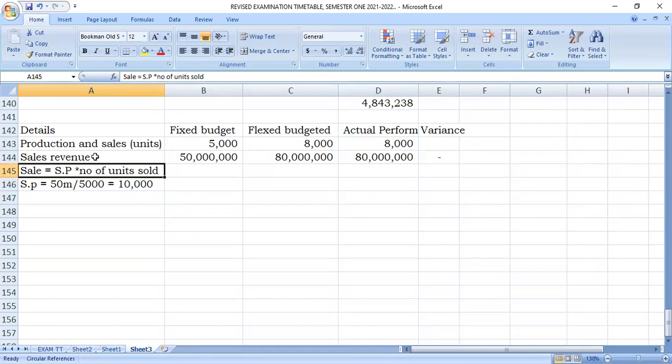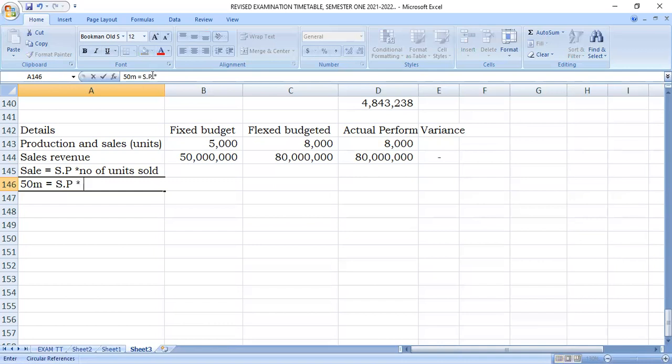This is a standard price that you agreed upon as far as the fixed budget is concerned. So the selling price is 10,000. I don't want to put all the zeros here. It is 50 million divided by 5,000. Let me put it again: 50M is equal to the selling price times the number of units produced. In this case, the number of units produced were 5,000. So what's the selling price? Selling price is equal to the revenues, 50 million, divided by the 5,000 units. I'm going to get 10,000.